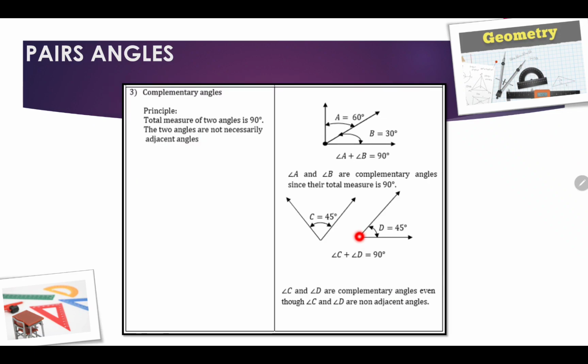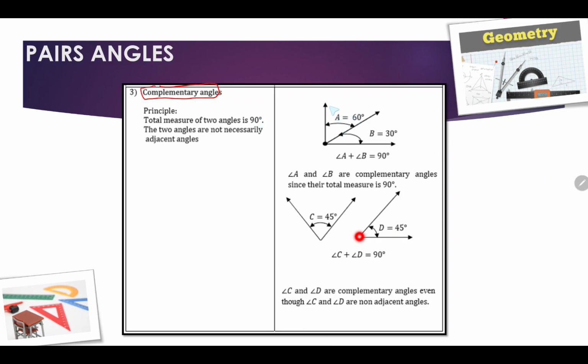Okay, next, complementary angles. The total measure of two angles is 90 degrees. So we can say two angles are complementary if their total measure is 90 degrees. The two angles are not necessarily adjacent angles. They don't have to be side by side, as long as the total measurement of these two angles is 90 degrees.